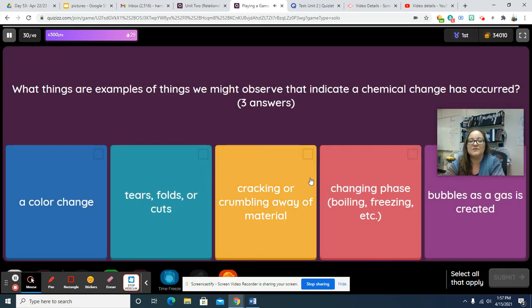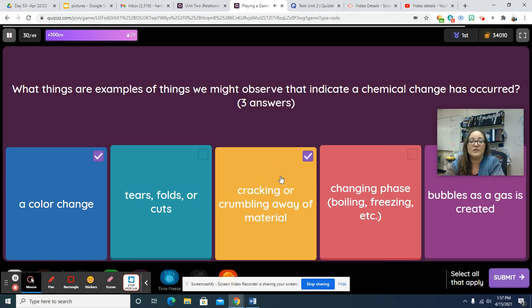What things are examples of things that we might observe that indicate a chemical change has occurred? So a color change very often shows us that a chemical change has occurred. Tears, folds, and cuts are all physical changes. The cracking or crumbling away of a material normally shows us that a chemical reaction has occurred because the outer layer got turned into something else. Changing phase, boiling, freezing, nope, that's physical. But if a gas is created inside of a liquid, we're going to see bubbles.